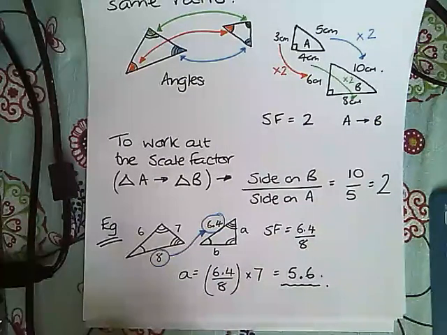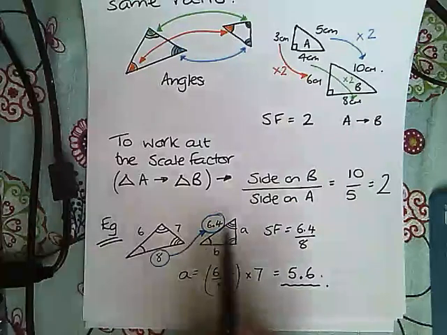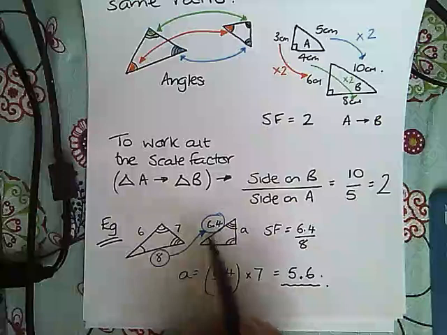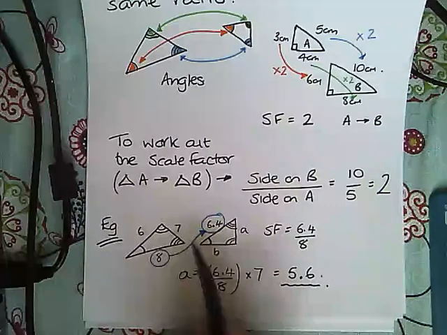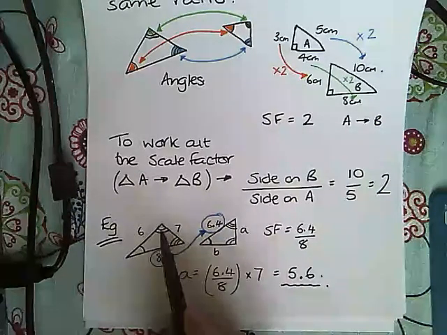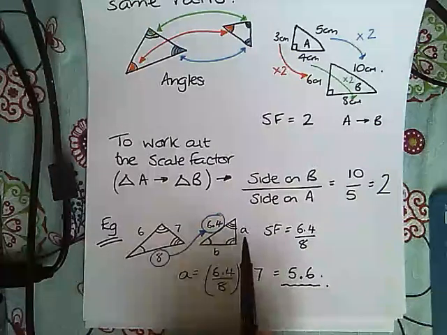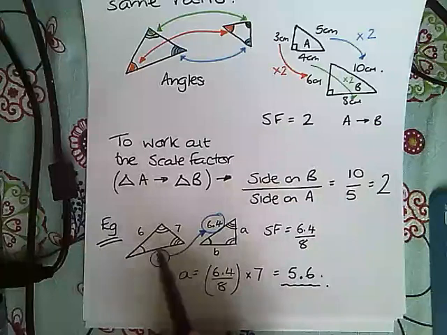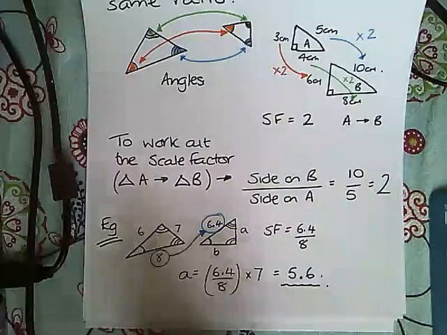I need to check whether that sounds right or not. So I'm looking at my triangle here. I'm going from this triangle 8 to 6.4. This length is getting less. So if I'm going from this side 7 to the A, that's also going to get less. This triangle is smaller than this triangle, and 5.6 is indeed smaller than 7.